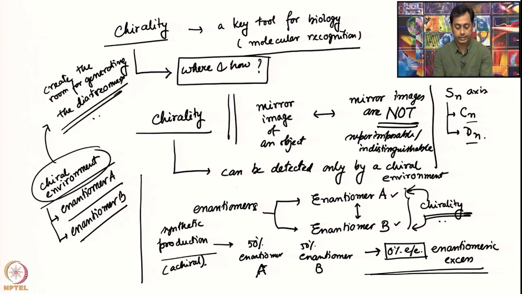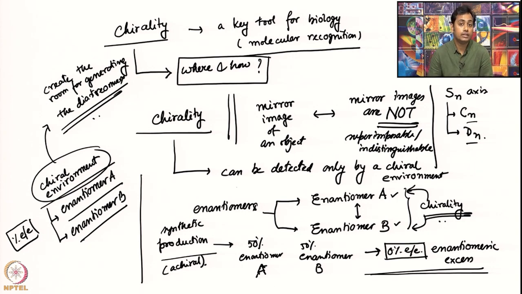And with that, we can separate out enantiomer A and enantiomer B. That means we can actually get an enantiomeric excess at the end. So that is what is actually done in the actual chemistry. We try to create a chiral environment. For example, if we have enantiomer A and B almost at the same level and we want to separate them, we use a chiral column, which creates the environment.